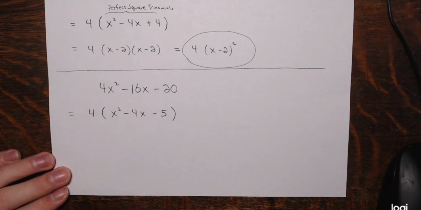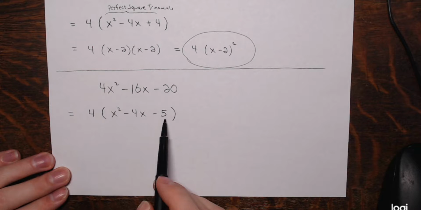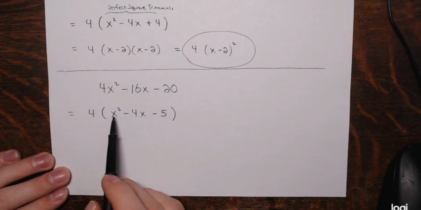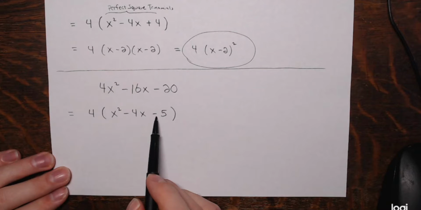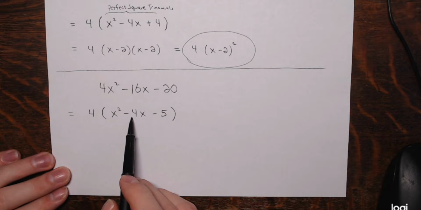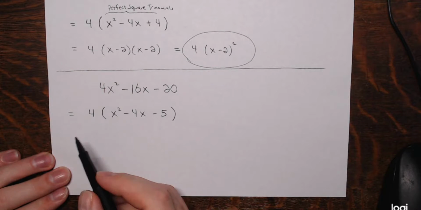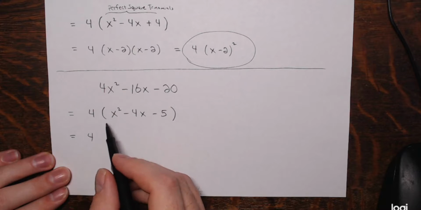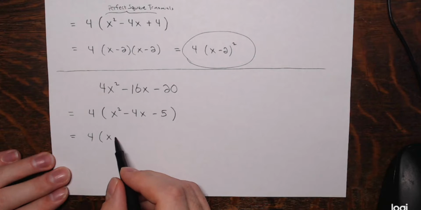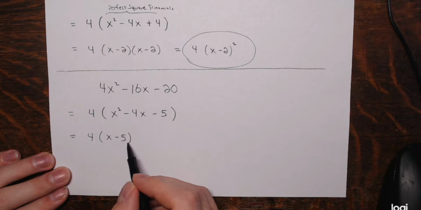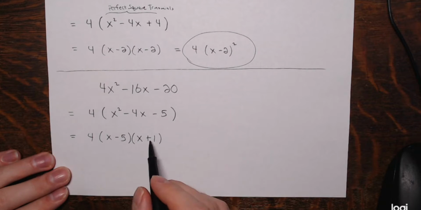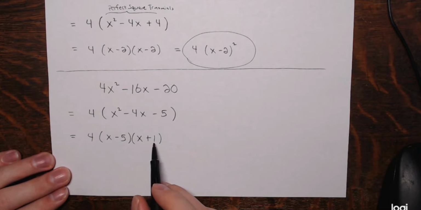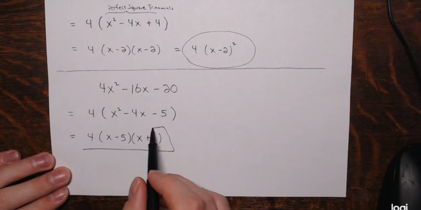Alright, and then once again I have a quadratic trinomial with a lead coefficient of 1. Right, it's 1x squared in here. So all I need to do now is try to find factors of negative 5, the constant, that add up to negative 4, the linear coefficient. That would be negative 5 and positive 1. And when the lead coefficient is 1, you very simply just write x with one of those factors, x minus 5, times x with the other one, x plus 1. Right? Negative 5 plus 1 is negative 4, and negative 5 times 1 is negative 5. And there you go. That's factored completely.